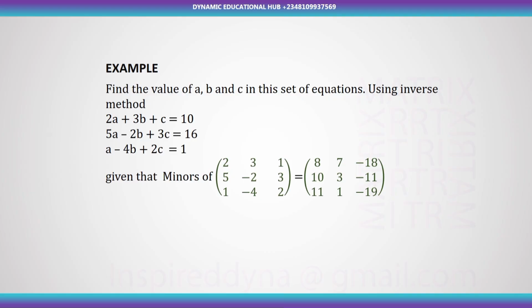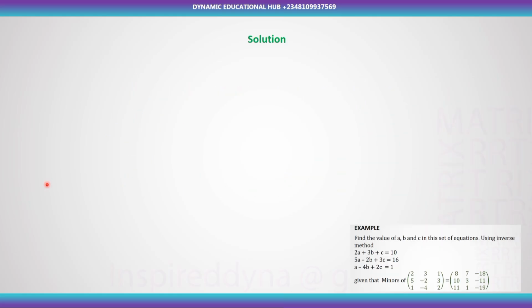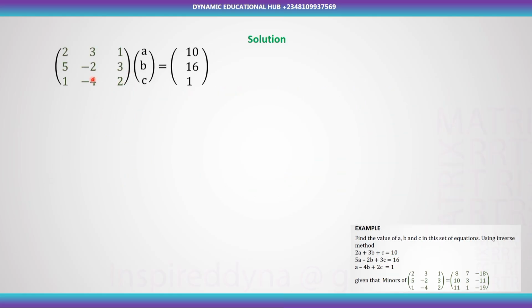We have: find the values of a, b, and c in this set of equations using the inverse method. This one is quite interesting because we are given the inverse of this matrix, which is equal to this. So we want to find the constants. The first thing is, let's have our matrix. This is gotten from our question. And this is the value of the constants we are looking for. And this is the answer.